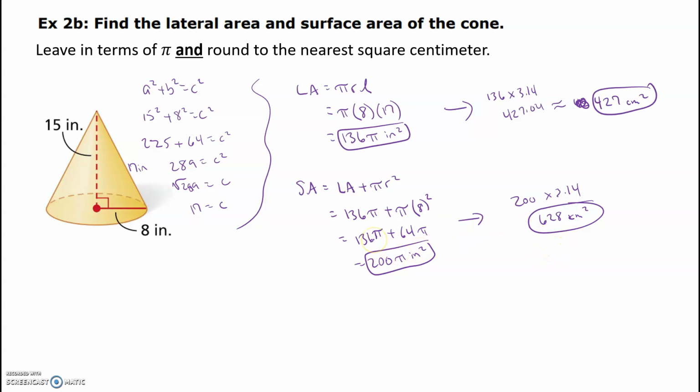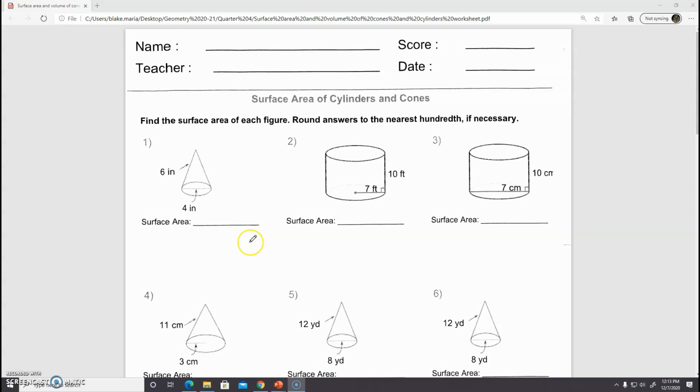All right, so let me pull up the worksheet. All right, this is your worksheet. I did go ahead and put cylinders on there just for review, because to be honest, the two hardest ones for surface area are cones and cylinders, because they have that weird curved surface. So here we learned that that curved surface for a cone was pi r L.